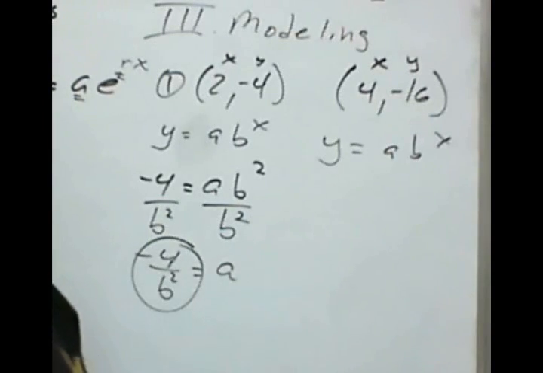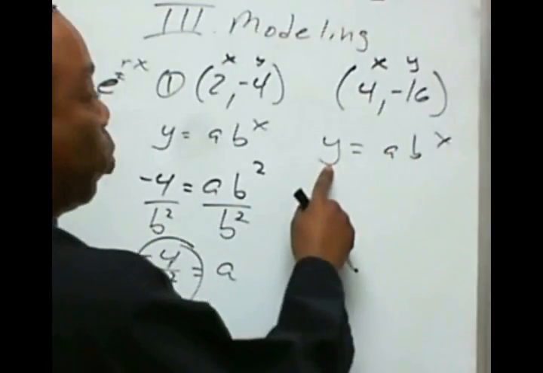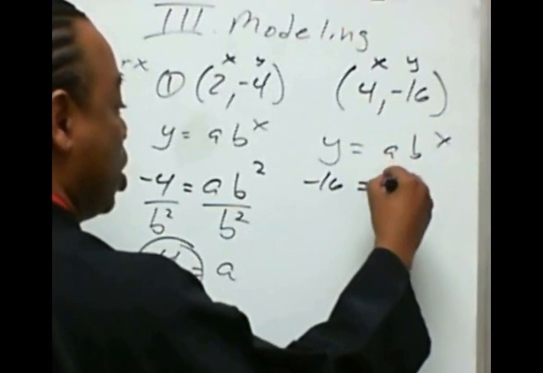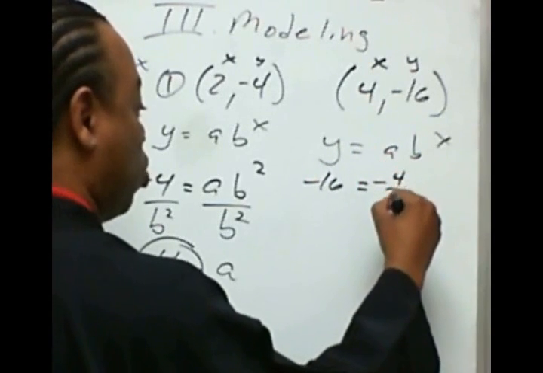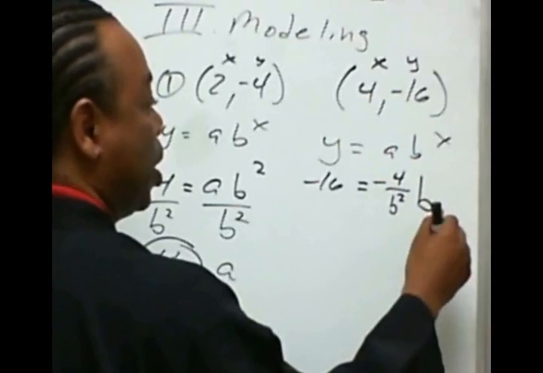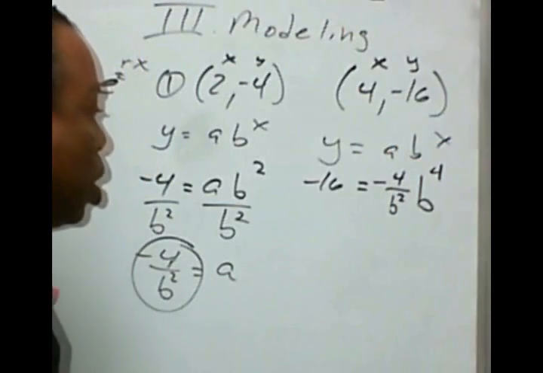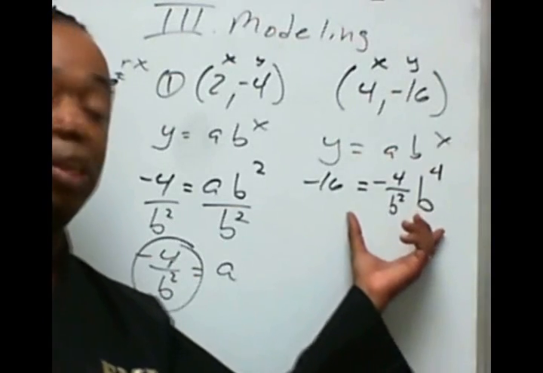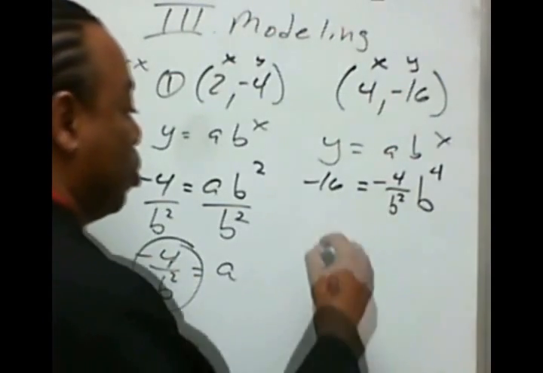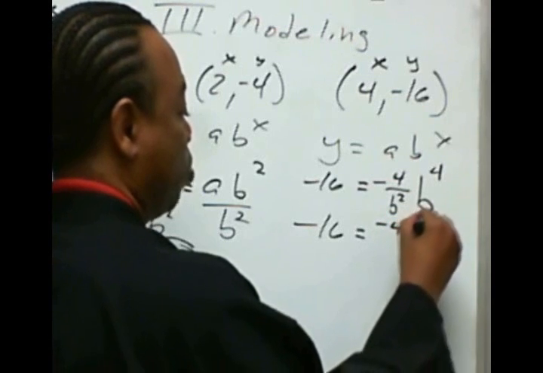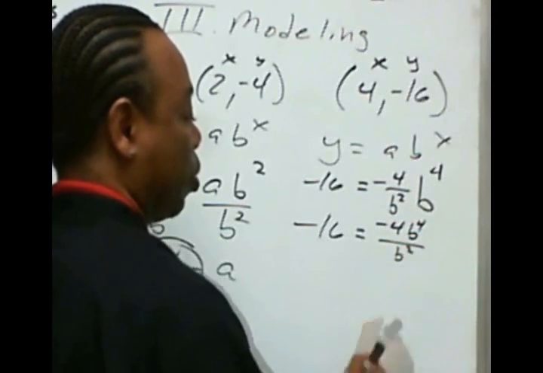So I'm going to use 3 things. So this y right here will be -16. This a will be -4 all over b squared. Then the b, and the x here will be 4. Okay, now I want to simplify this. -16 equals -4 b to the 4th all over b squared.